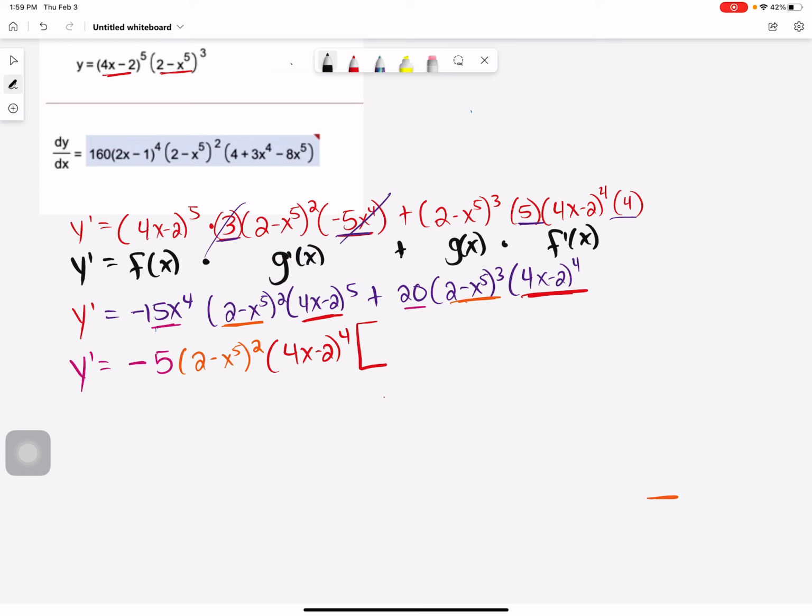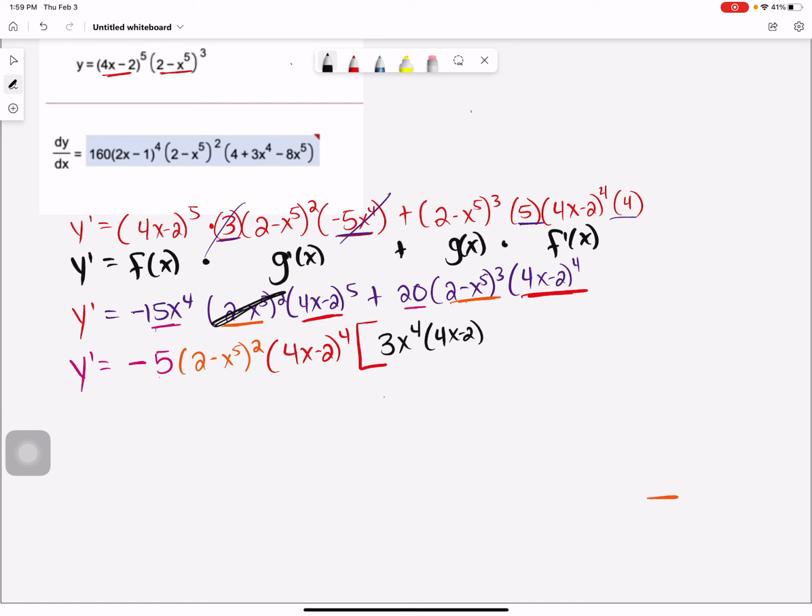I have negative 15x to the 4th divided by negative 5. That's going to leave me with a positive 3x to the 4th. I brought out all 2 of those 2x minus 5s, which leaves 2 minus x to the 5th. And I'm bringing out 4 of the 4x minus 2s, so that leaves me with 1 of the 4x minus 2s. All right. And then I have a positive 20 divided by negative 5. That leaves me with a negative 4.